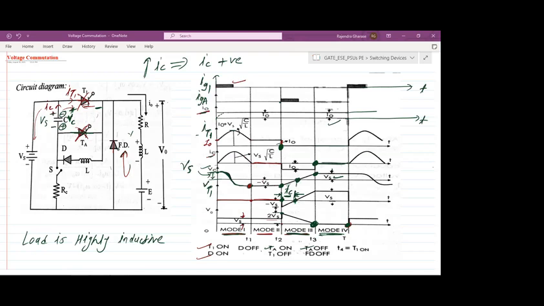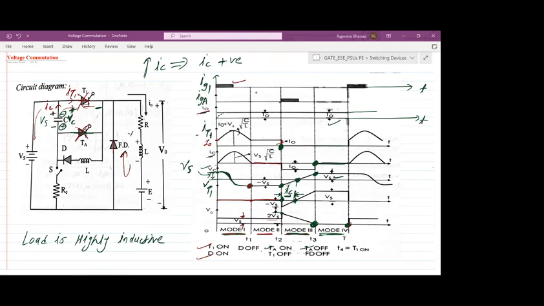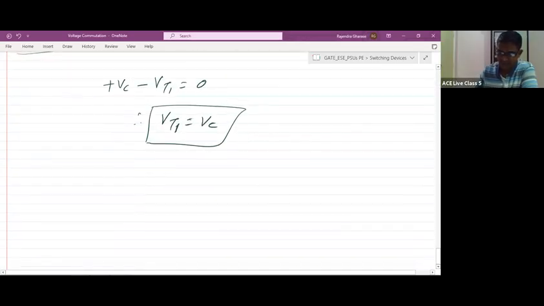Sir, during mode 3, we are saying that T1 is turning off due to the high current flowing through it, right, sir? Yes. But the supply voltage will also circulate current through it, no, sir? How do we decide in which direction the current will flow? I will tell you. You can check what is happening during mode 3.